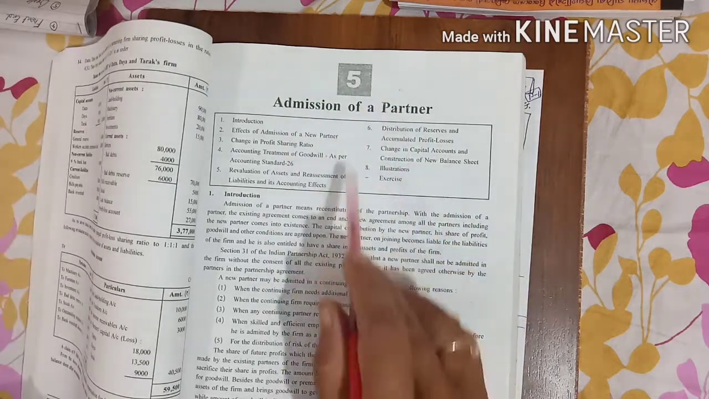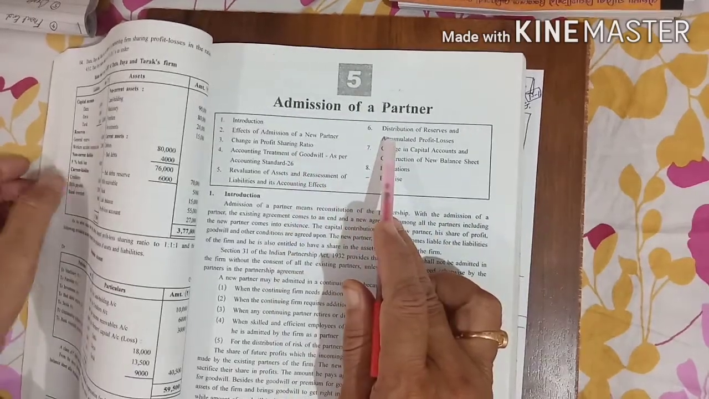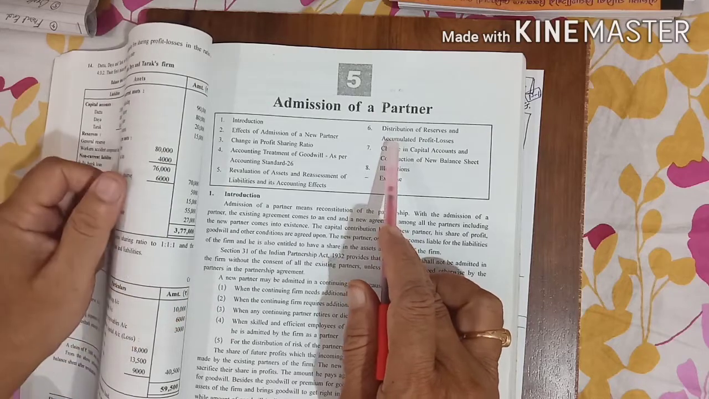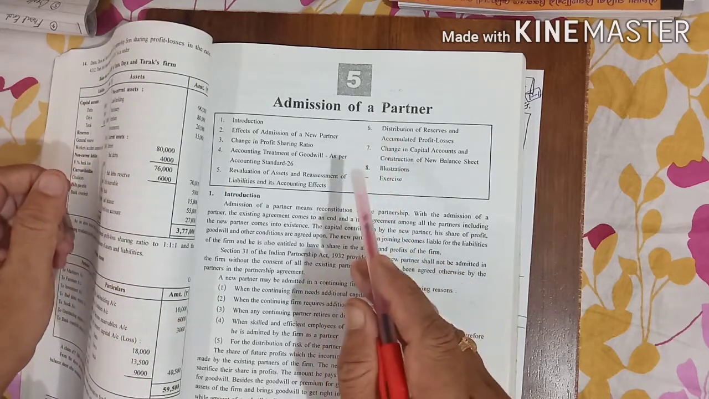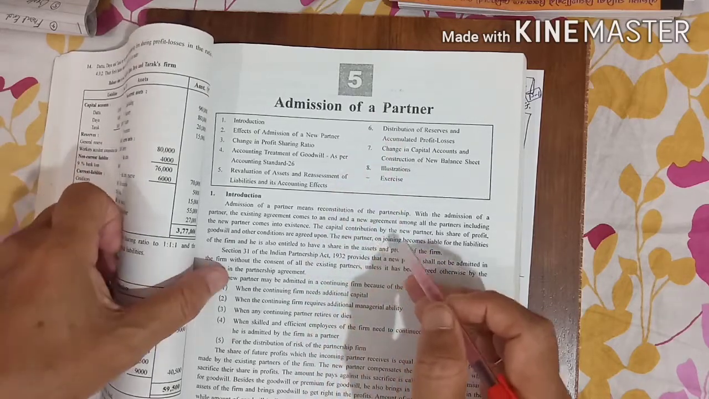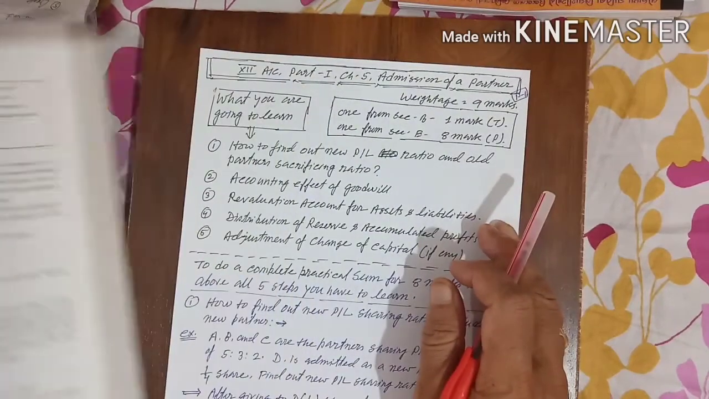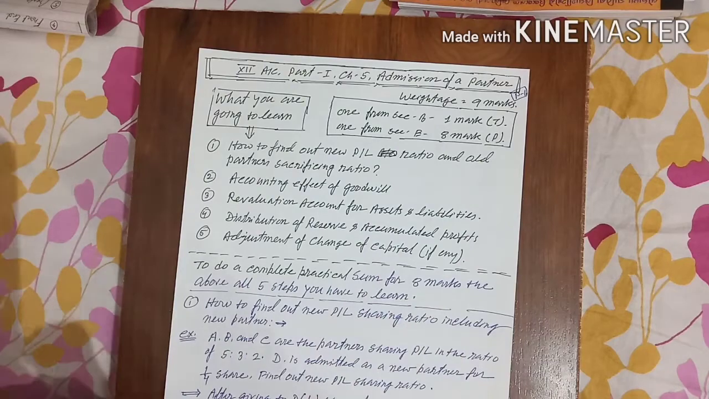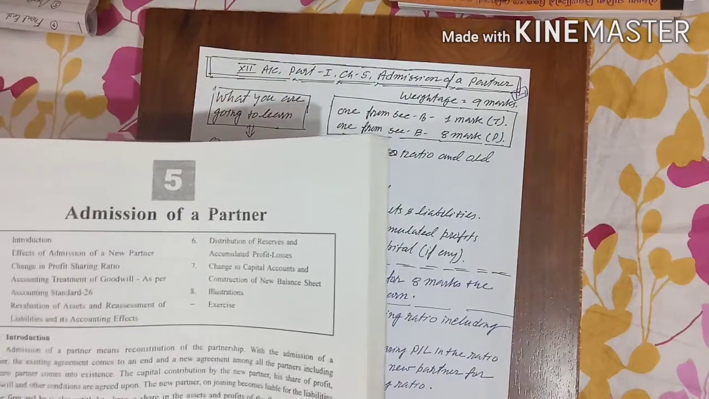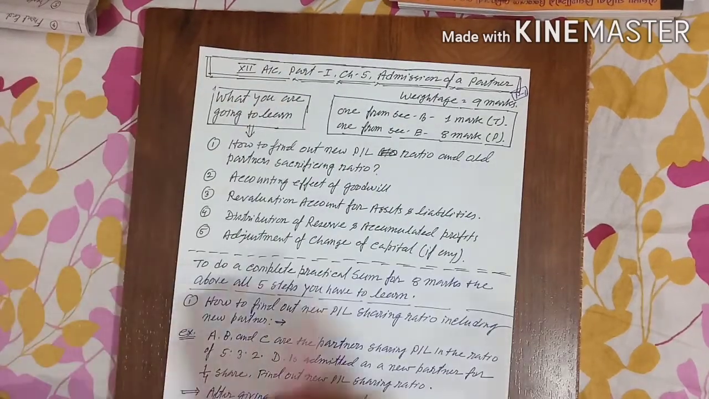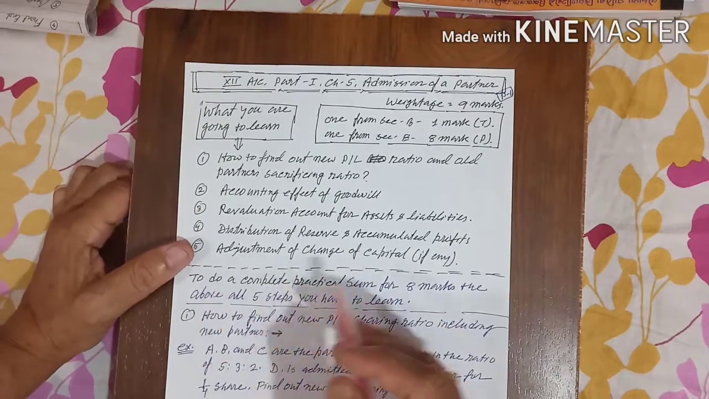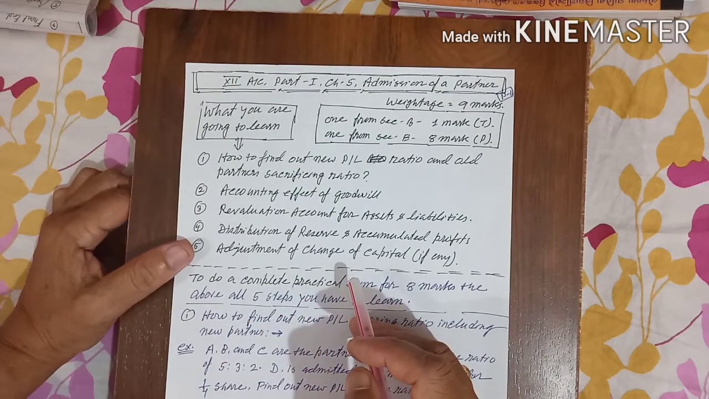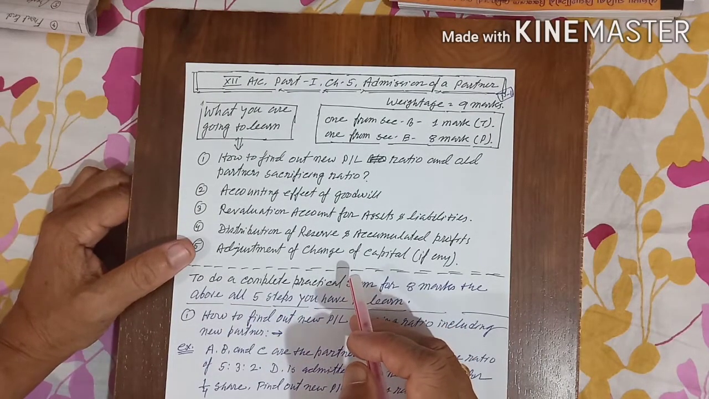Before starting this chapter of admission of a partner, let me say a few sentences about the introduction of this chapter. What is called admission, why it is required, and what is the weightage of this chapter. I already told you. Let me complete the weightage first. After that I will tell you the theoretical part of admission.